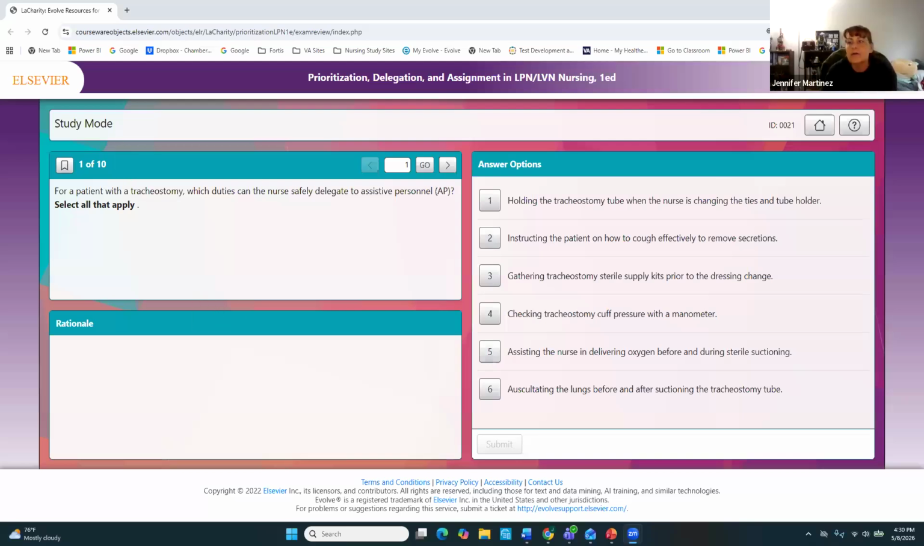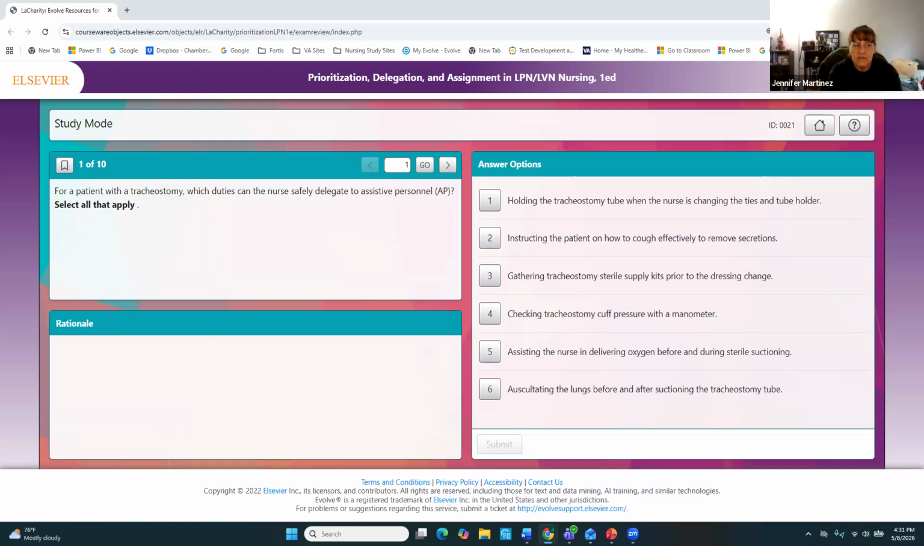All right, so this first one is going to be a select all that apply. For a patient with a tracheostomy, which duties can the nurse safely delegate to assistive personnel? So 1, hold the trach tube when the nurse is changing the ties and the tube holder. 2, instruct the patient on how to cough effectively to remove secretions. 3, gather the tracheostomy supplies or supply kits prior to the dressing change. 4, checking the tracheostomy cuff pressure with a manometer.